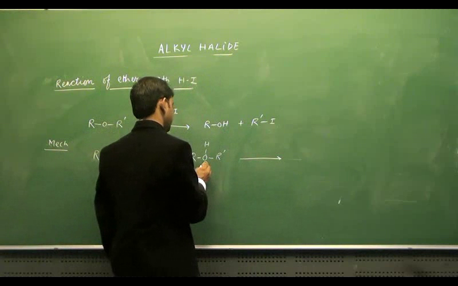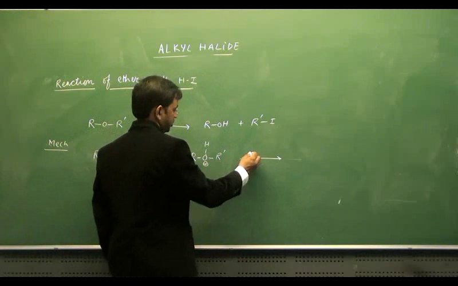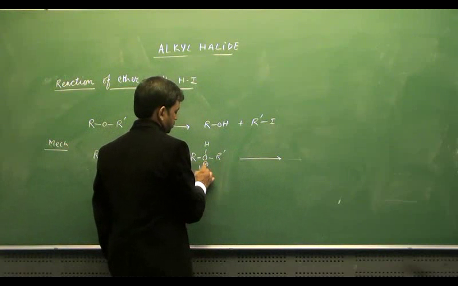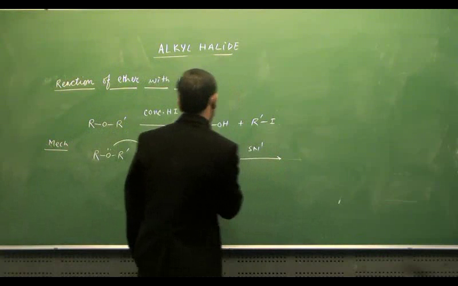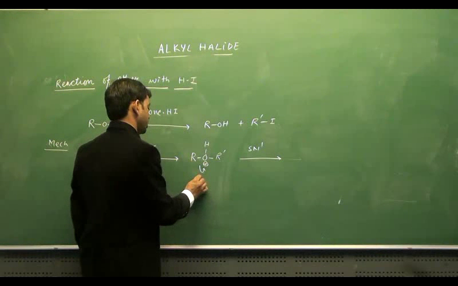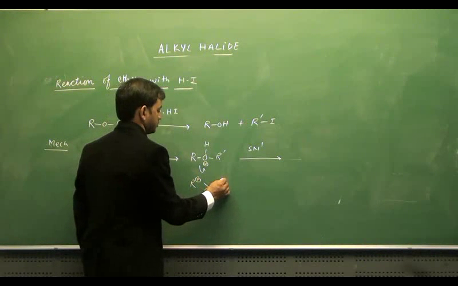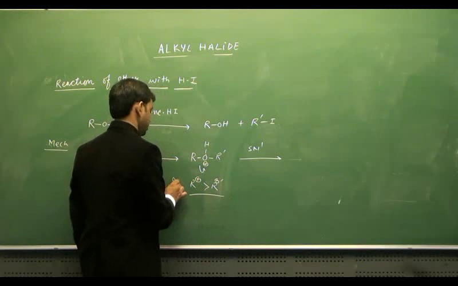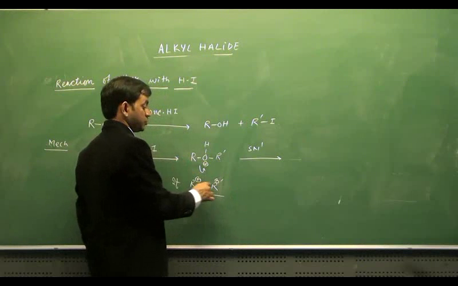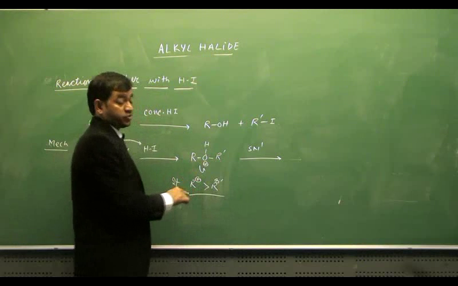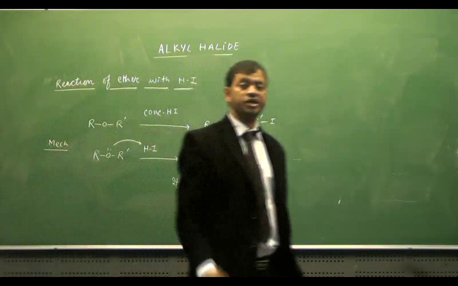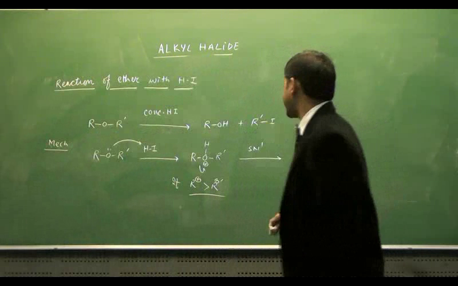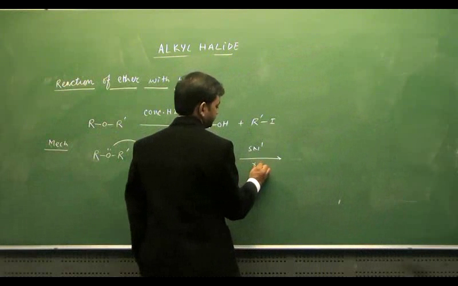Suppose any one of these alkyl groups is 2 degree or 3 degree. In that case it follows SN1. And if R is a more stable carbocation than R dash, then this bond breaks. If suppose R dash is a more stable carbocation than R, then this bond breaks, because formation of the stable carbocation takes place in the RDS step. This next step is the RDS step.